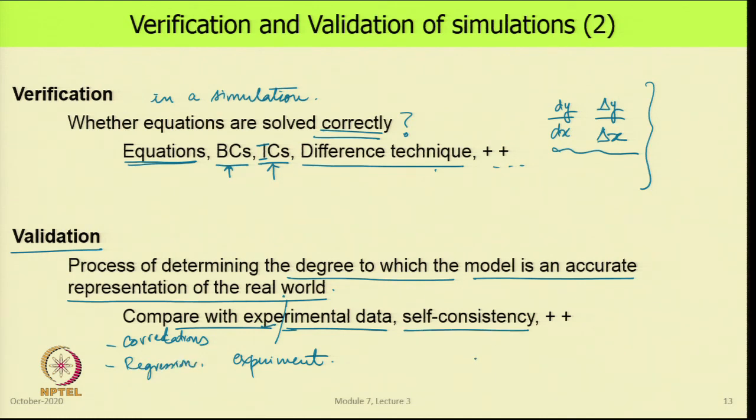Then there are issues of self consistency. For example, in the real world, all systems must satisfy certain basic laws of physics, the law of motion, the first law of thermodynamics, Newton's second law. So, if you are doing a numerical simulation, then somehow you have to establish that your results at any point are such that yes, we get self consistency.